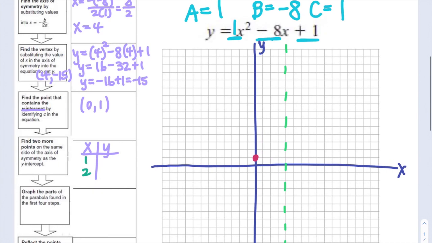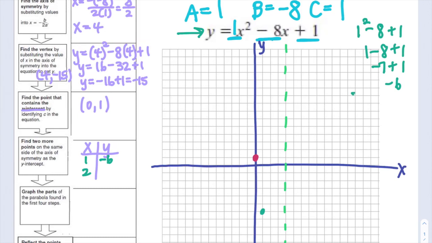So we go back to our original function, and we're going to substitute 1 for x to get the y value, and we're going to substitute 2. So when we do 1, we have 1 squared minus 8 times 1 is 8 plus 1. So 1 minus 8 plus 1. So negative 7 plus 1. So we have negative 6. So we have 1, negative 6.